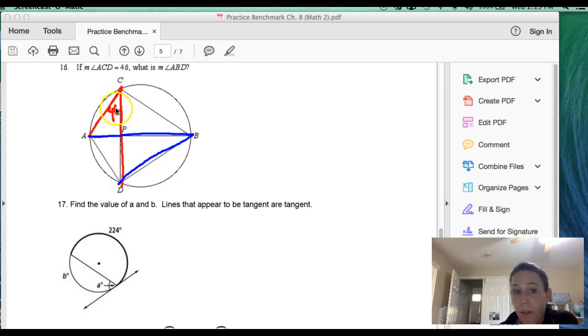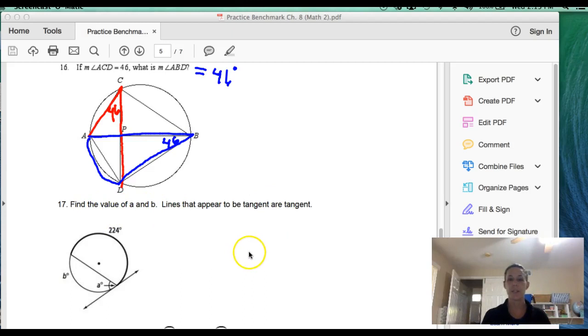Well, here's this angle, it's 46. Look, both angles intercept the same arc. So I don't even have to double it to figure out the arc. Since they both intercept the same arc, this will also be 46, and you're finished. So what is the measure of ABD? It's 46 degrees. Okay, 17, find the value of A and B. Lines that appear to be tangent are tangent. So this appears to be tangent. It is tangent.